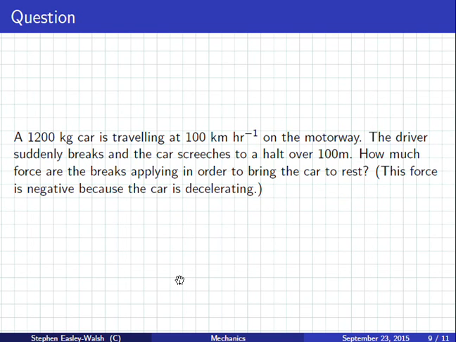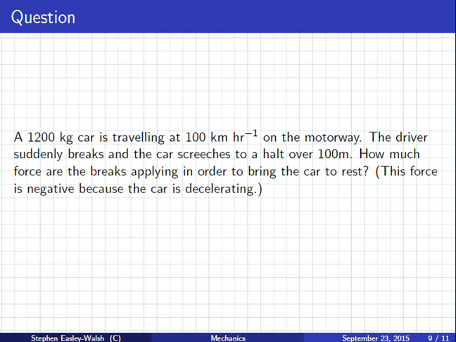Right, so last example here. You have a 1,200 kilogram car traveling at 100 kilometers per hour on the motorway. The driver suddenly brakes and the car comes to rest, and the distance is 100 meters. How much force are the brakes applying in order to bring the car to rest? So what you have here, the car is traveling along, and then the person puts their foot on the brake, and the car stops. So yeah, it's going fast, and it slows, and it stops.